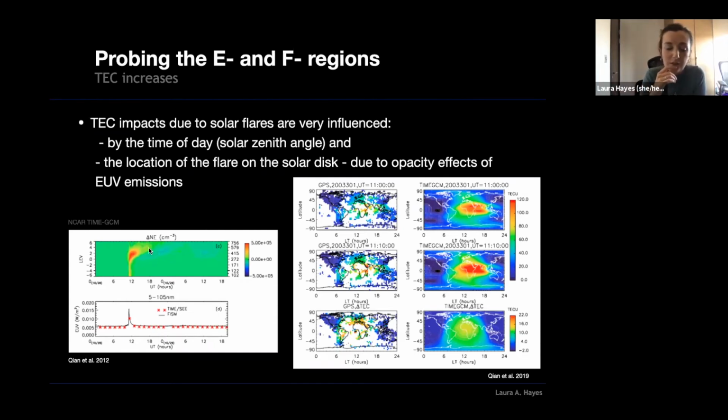And this again is due to the fact that you have very low neutral density, so it takes an awful lot of time for things to recombine. So this is just something to think about. It takes much longer higher up in the F region to come back to its normal state following a flare.